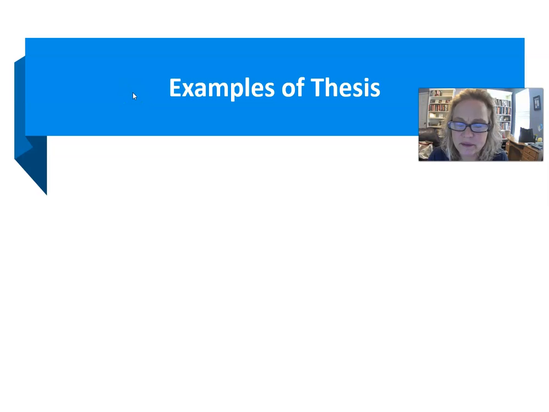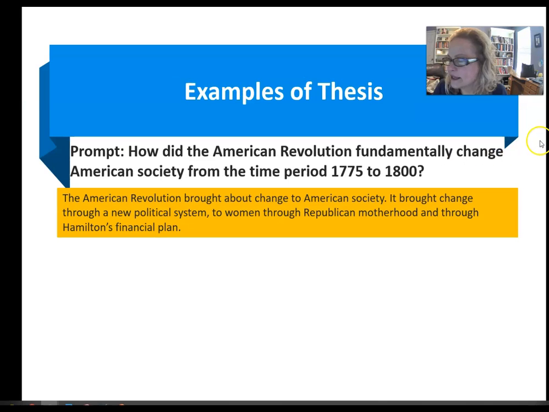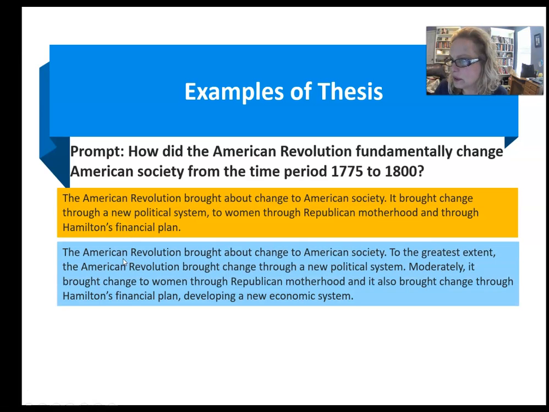Okay, so here's an example of a thesis. Now, all 3 of these are actually acceptable theses. It just depends on your level of complexity. Okay, so let's look at the first one here. The American Revolution brought about change to American society. It brought about change through a new political system, to women through Republican motherhood, and through Hamilton's financial plan. So that's very basic, but it does give 3 specific reasons. Those specific reasons, this is going to be body paragraph 1, this would be body paragraph 2, and that would be body paragraph 3.